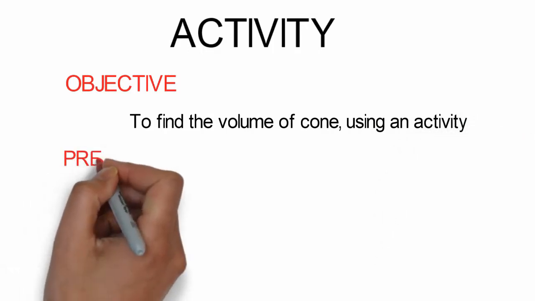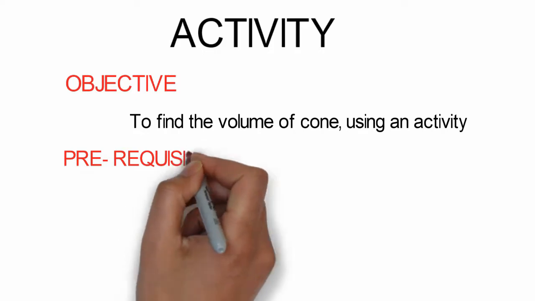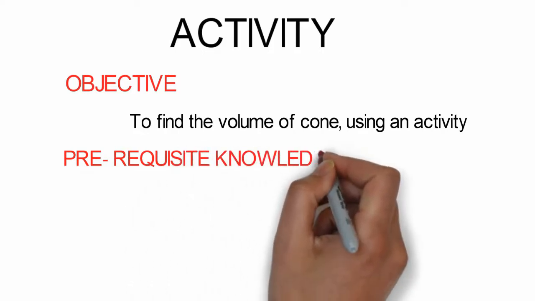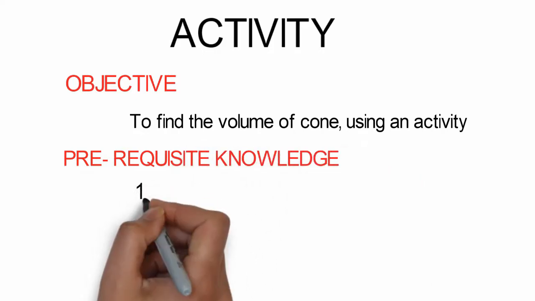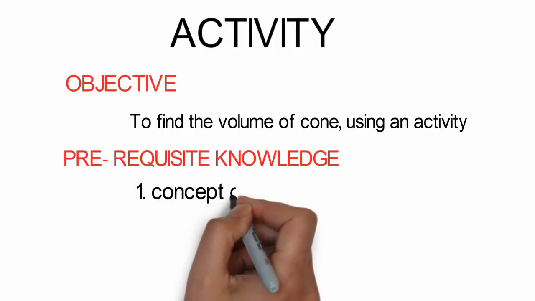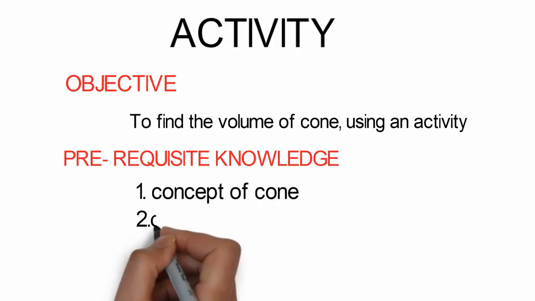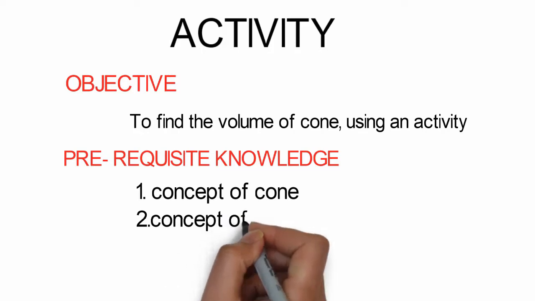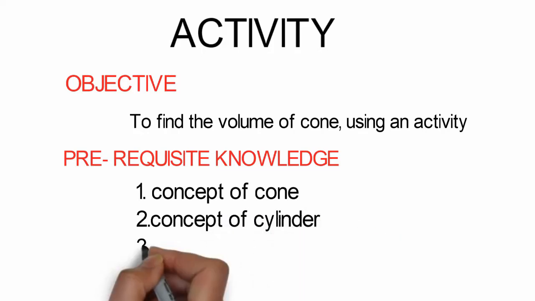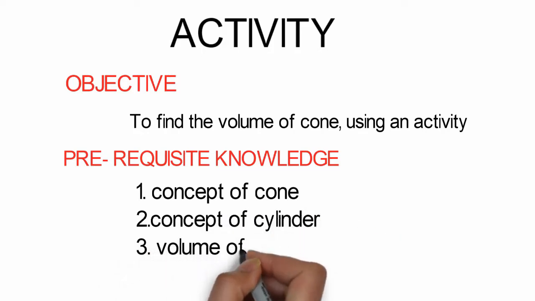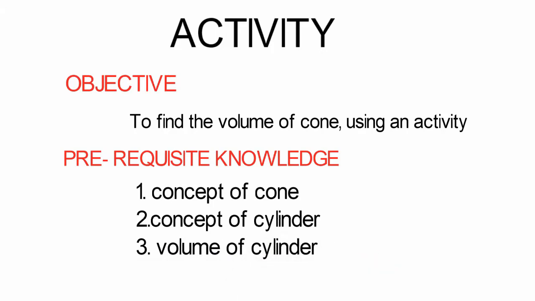Prerequisite knowledge means previous knowledge which is required for doing the activity. So number first point is the concept of cone. Second is the concept of cylinder, and number third is the volume of cylinder. We should know what the volume of a cylinder is.